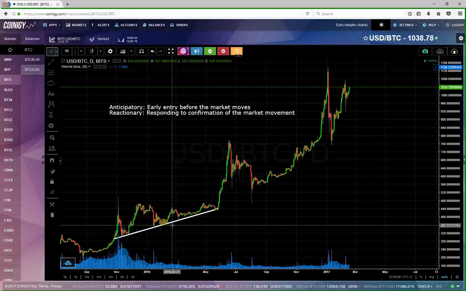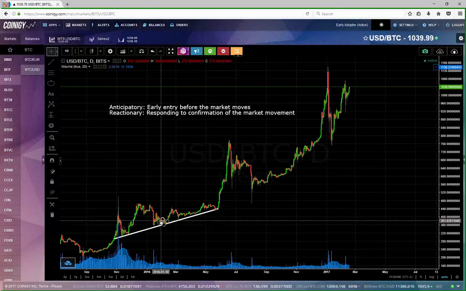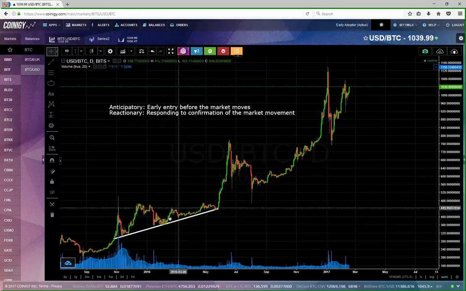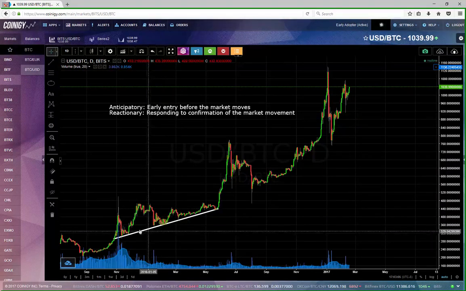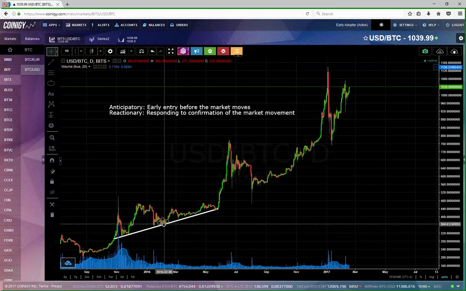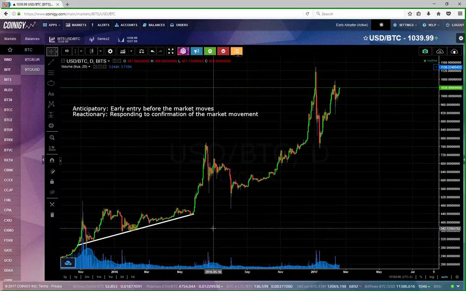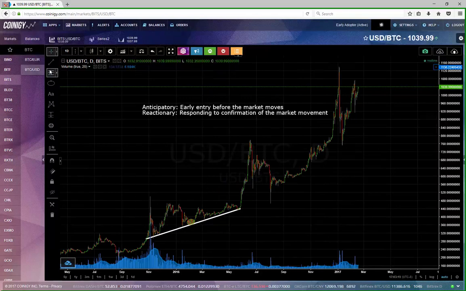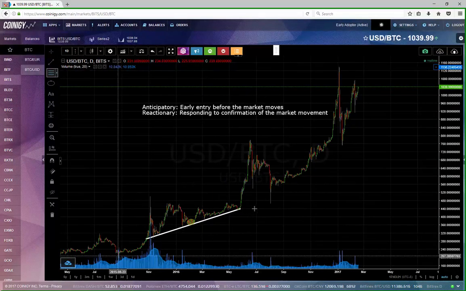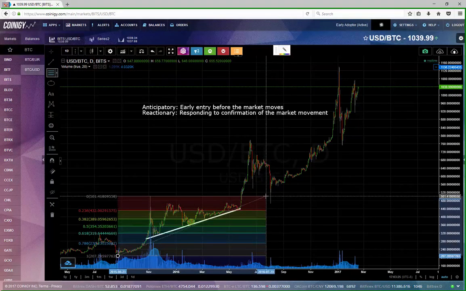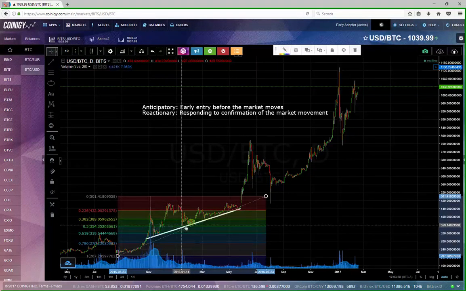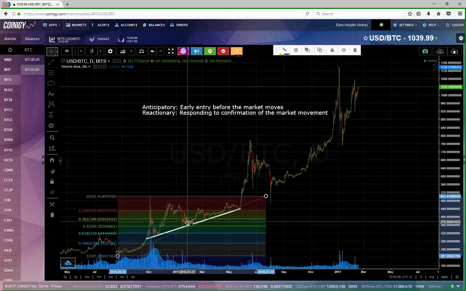You don't have any confirmation that the market will move in a direction that's favorable to you, but it's a nice early entry, so you can just kind of scale in partial size. It's a nice early entry because it's following this trend line, right? And if you were to look at something like a Fibonacci retracement, you could also see that it happens to line up closely to the 50% retracement area, right? So that would be an anticipatory trade.